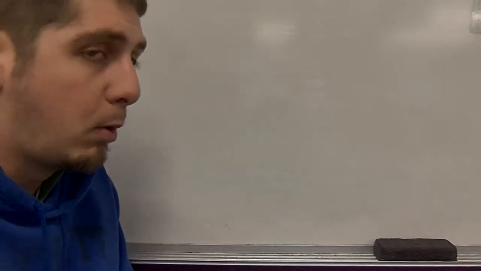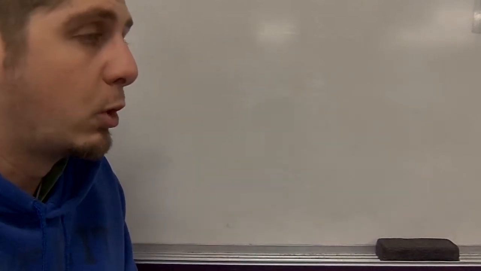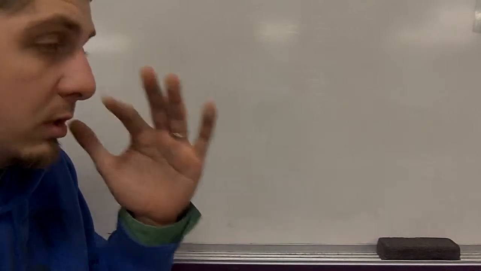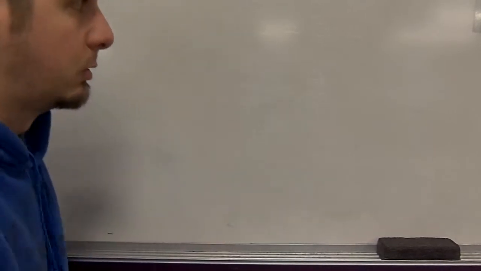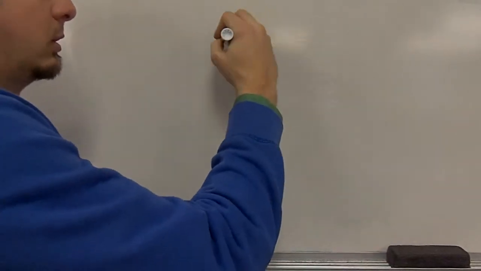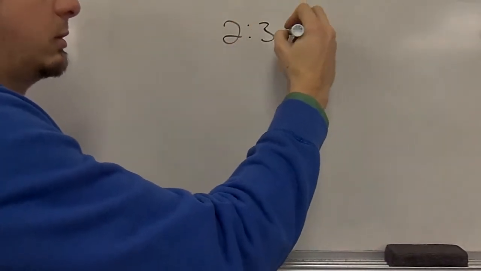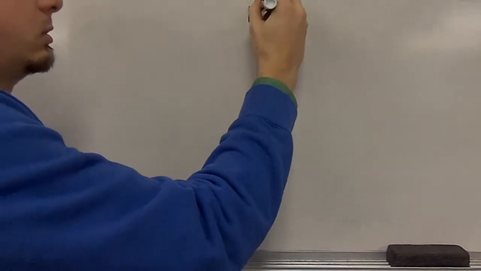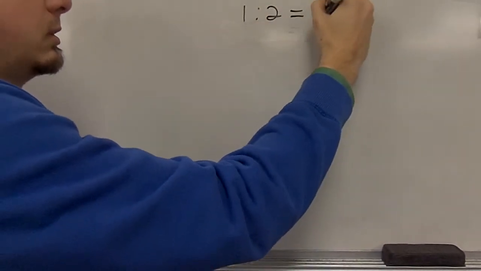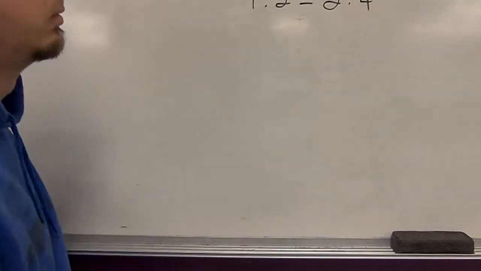First thing to understand about proportional relationships is what a proportion is. A proportion, simply put, is two ratios that are equal. So for example, a 2 to 3 ratio is the same as, or we'll go with a simpler one, a 1 to 2 ratio is the same as a 2 to 4 ratio.